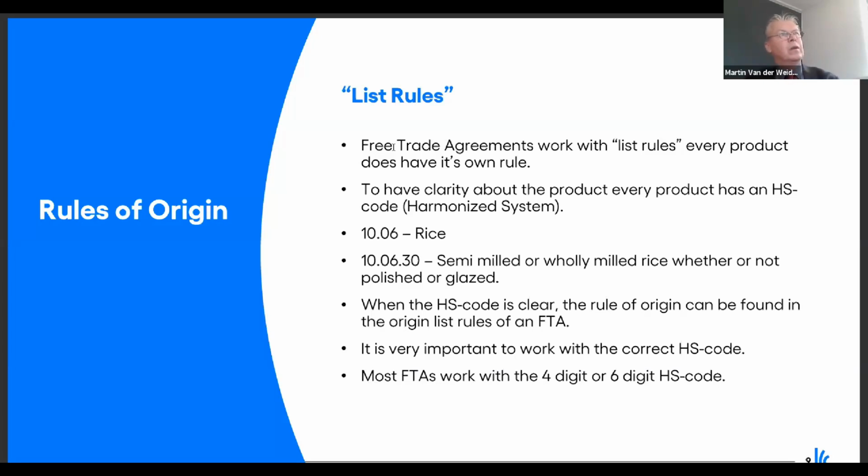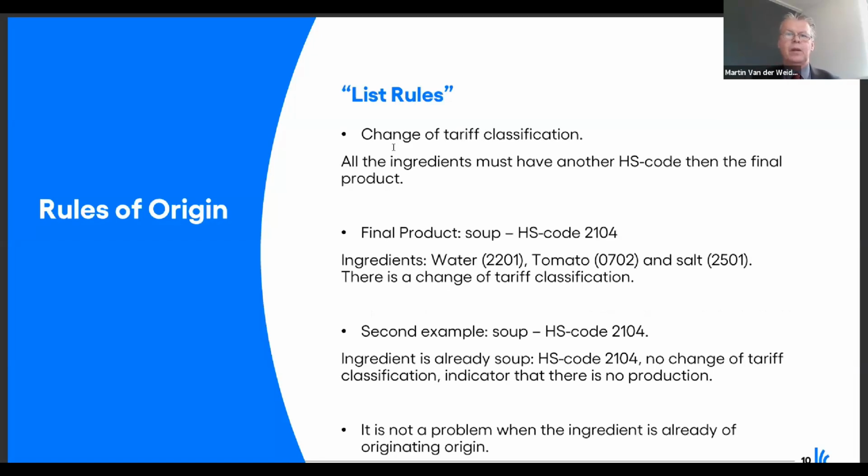And there are more or less 3 different rules of origin in general. The first one is change of tariff classification. Sounds a bit complex perhaps, but what does it mean? If you have a final product, let's take a soup. The harmonized system code is 2104. Okay, you're an exporter. You're exporting soup to a country where you do have a free trade agreement, and there is really a benefit because with a certificate of origin, you're paying less import duties.